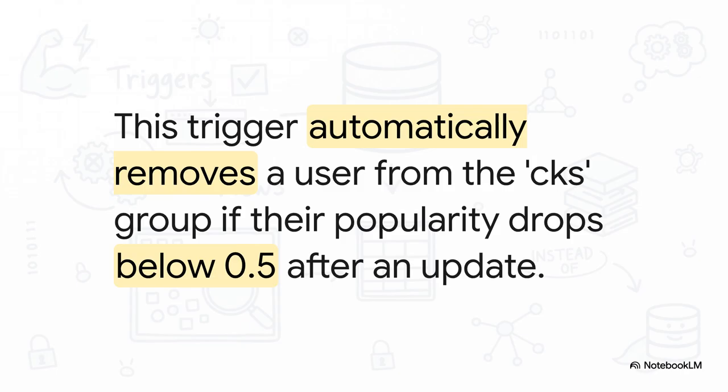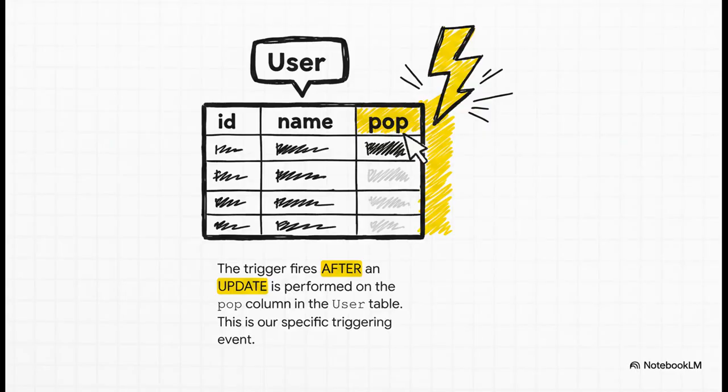Now let's break down how this piece of code actually works, using that event condition action model we just talked about. First up, the event. You can see it highlighted right there. The trigger is set to fire after the pop column, that's for popularity, gets updated on the user table. That's our very specific trigger event. Not just any update, an update to that column.